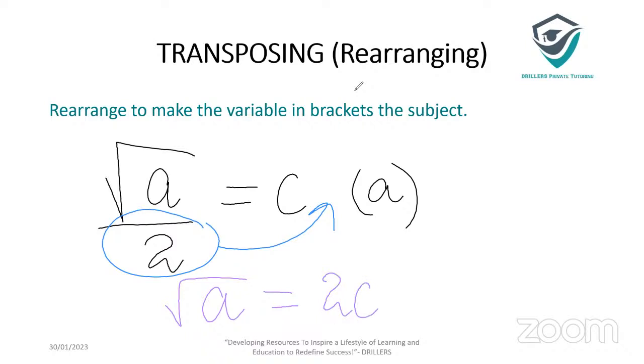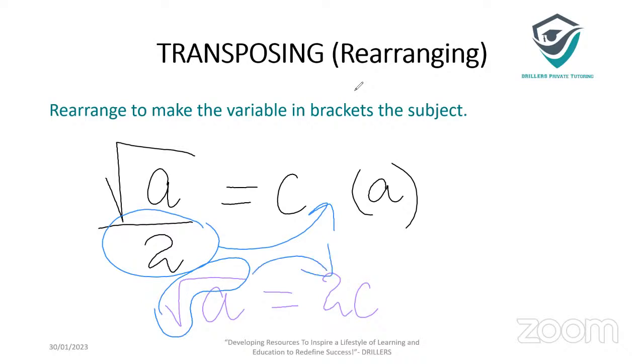But we're not done yet because we haven't isolated that A. We have the square root of A is equal to 2C. That's not what they asked us to find. They asked us to find A. We don't want the square root of A. So the next thing I have to do is transpose this square root.